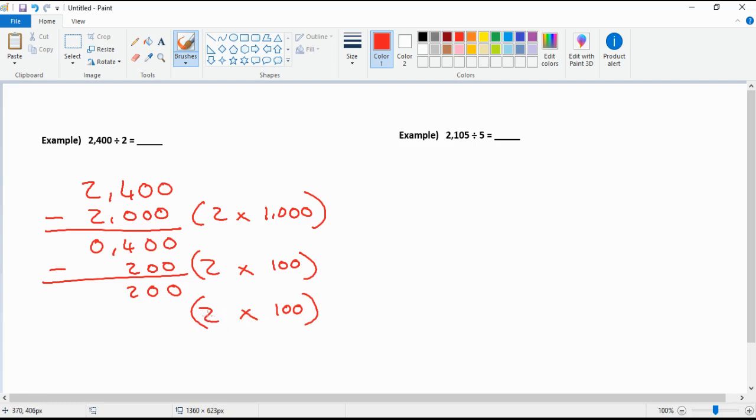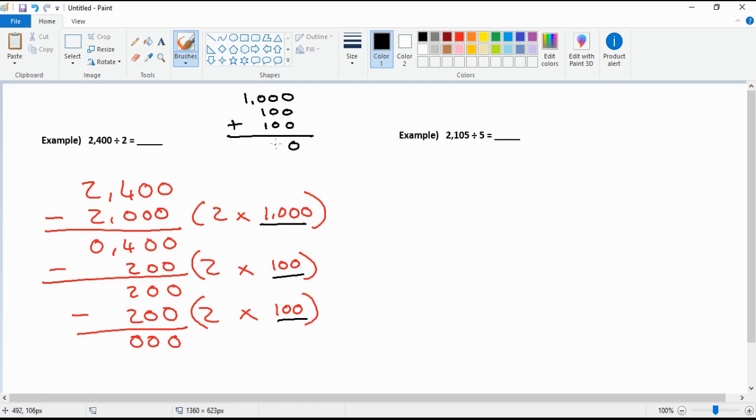So now again, I'm going to multiply 2 times 100 because that gives me 200. And I'll subtract that, and I get all the zeros left. I have nothing else to subtract. So now to find the answer here, the quotient, I've got to add up these numbers. So it's 1,000 plus 100 here plus this 100. So make sure you add them up correctly. Make sure you line them up. So it's 1,200. There's your answer.